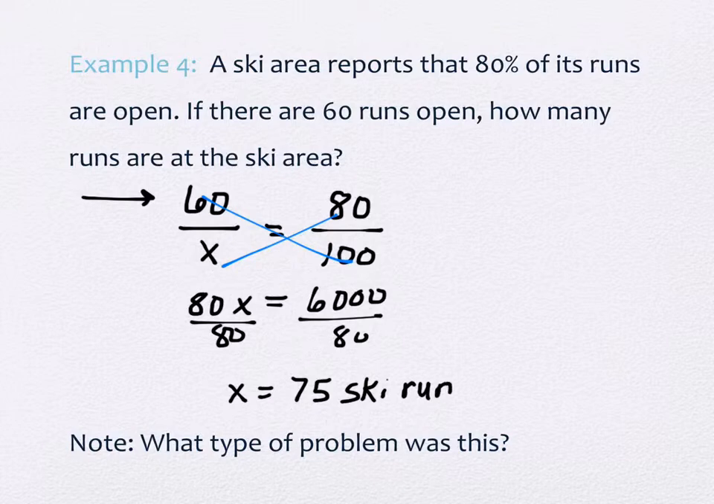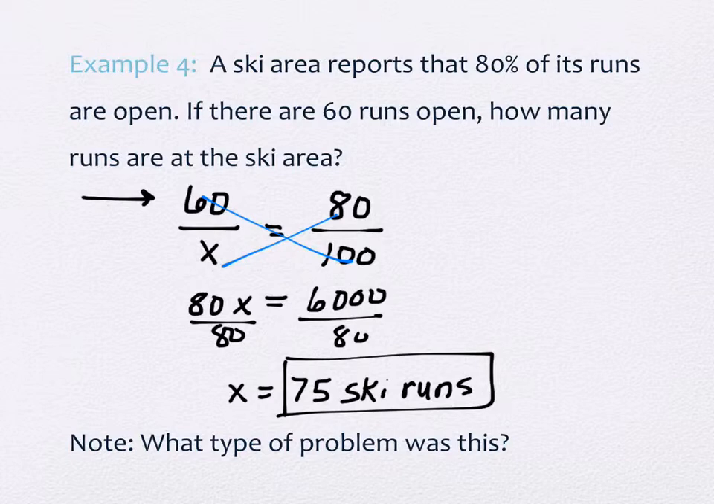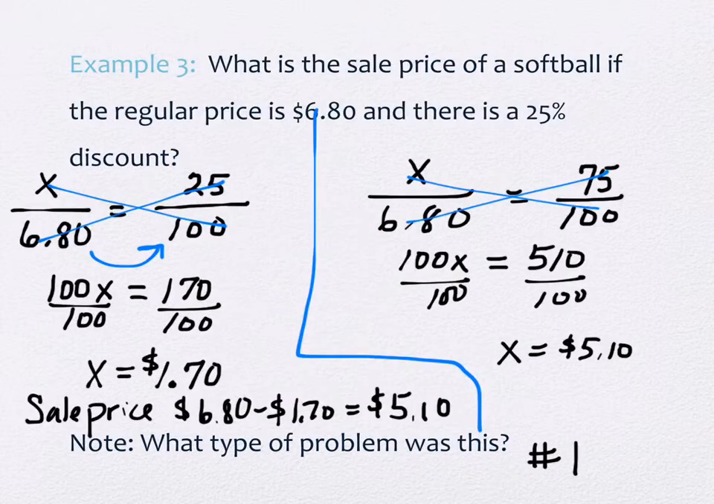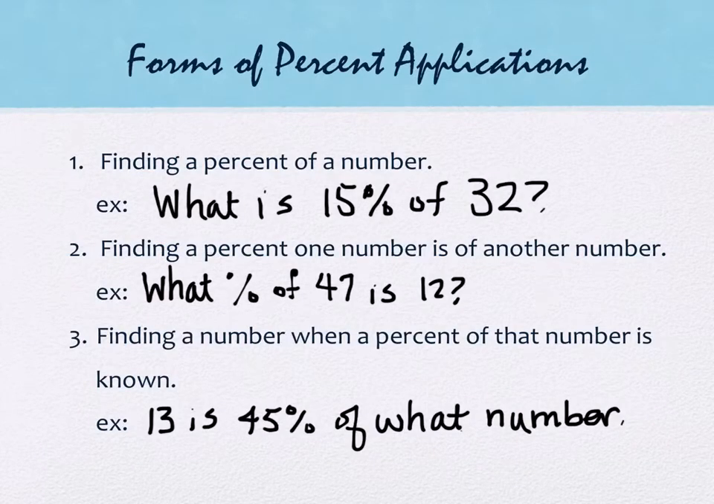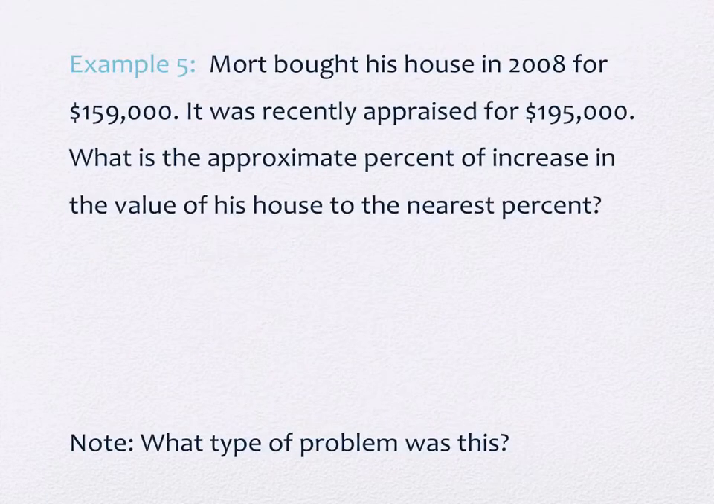75 what? Ski runs, at least runs, but we need to have something in there in terms of the language we're talking about. Since there's word problems, there's at least some contextual answers. What type of problem was this? 1, 2, or 3? It's number 3. The difference basically between number 3 and number 1 has to do with whether or not we're given the numerator value on the left or the denominator value, doesn't it? Do we know the amount of the sale or do we know the amount of the original price? That's the idea.